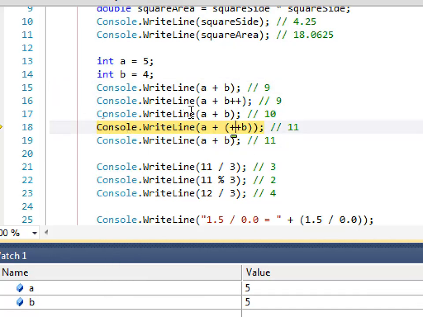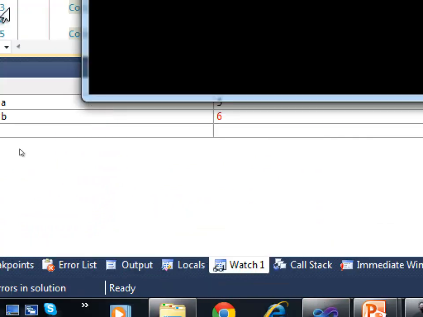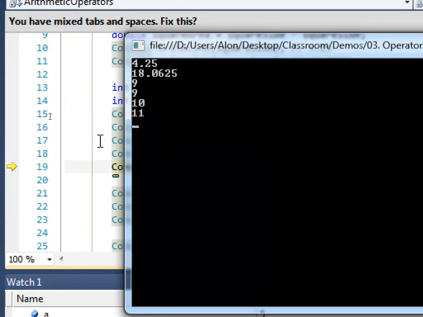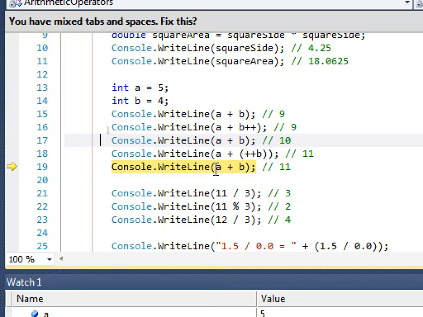Now what will happen? Since we put the operator before the number, it will first make this operation take precedence, and that means we'll increment B first of all. So after this operation happens, we'll have B equals 6, and we're adding it to 5 again, so the result will be at the end of this line 11. Yeah, you can see it. The next line doesn't change the values of A and B, so it will be 11 again.